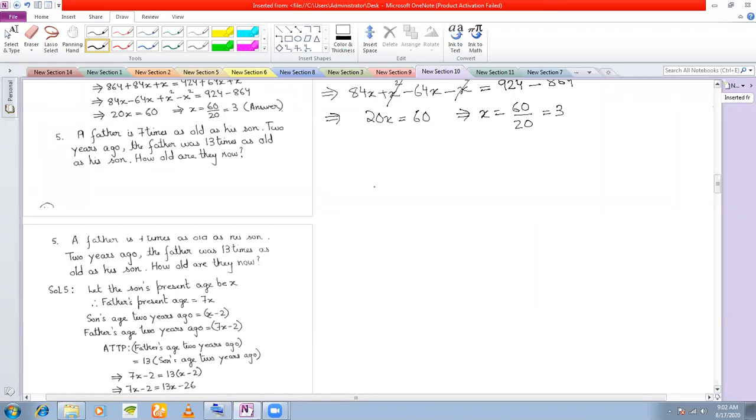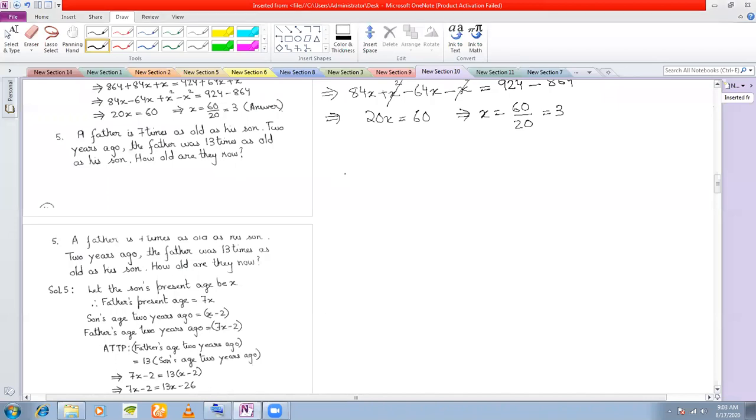Fine, we'll continue. A father is 7 times as old as his son. So whatever the age of the son is, you multiply that by 7, you get the father's age. That is what the statement means. 2 years back, the father was 13 times as old as his son. Whatever the son's age was at that time, if you had multiplied it with 13, you would have got the father's age 2 years back. The question is, how old are they now?